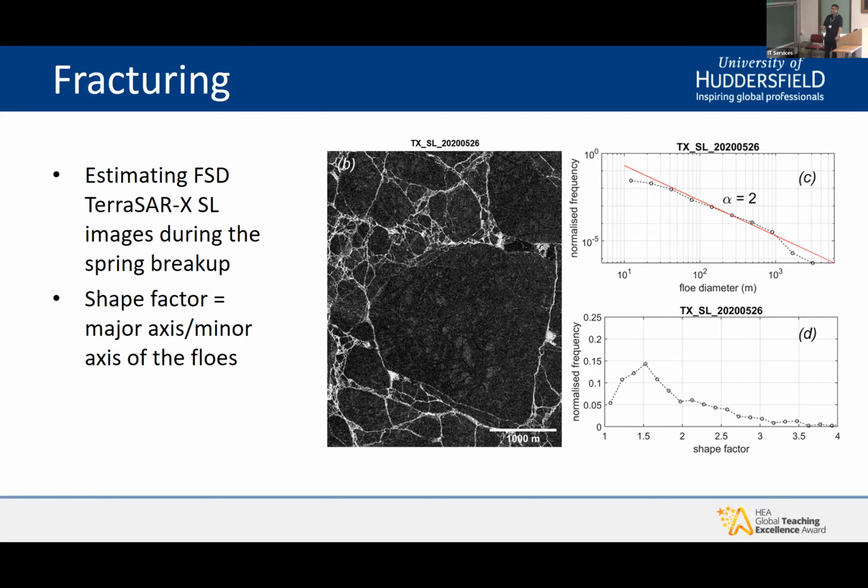Another thing we look at is a simple parameter, the shape vector, which is the major versus minor axis of the floe. These are the distributions from this data.